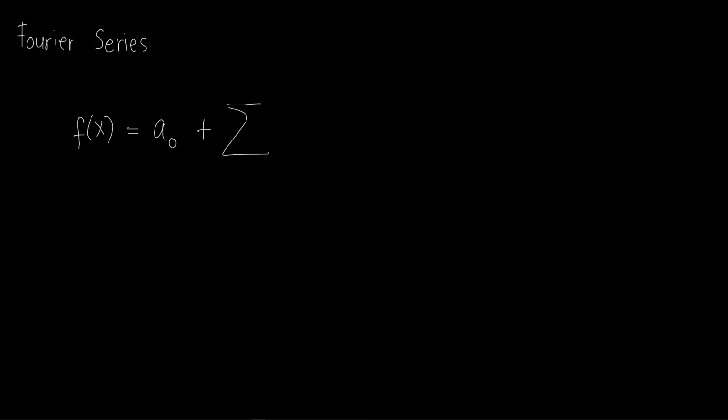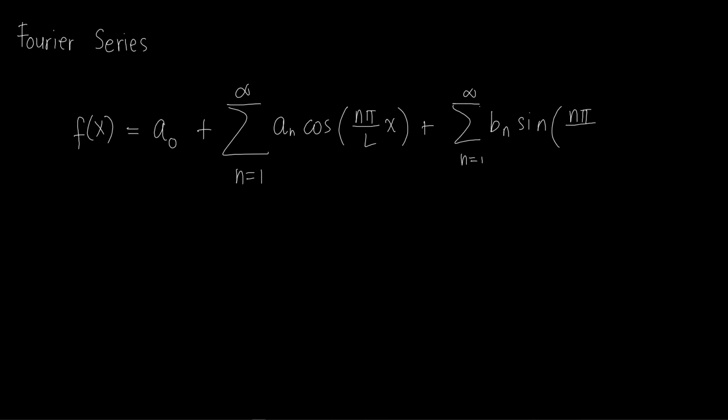plus the summation of the series of cosines. We have a coefficient an cosine of n pi over L x plus the summation from n is equal to 1 to infinity of bn sine of n pi x over L. And that is the formula for the Fourier series. So, di ba? From the definition, the Fourier series is actually an infinite summation of your transcendental functions of sines and cosines. Okay, so summation sa cosines plus summation sa sines.